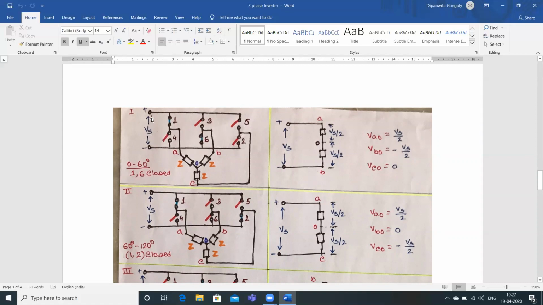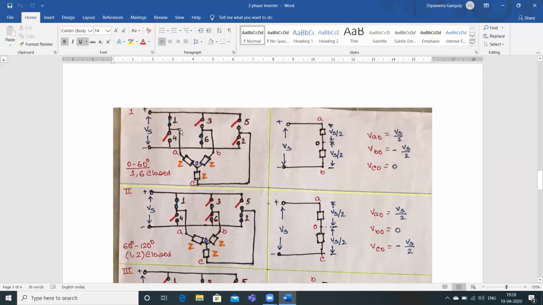This is my source voltage, the DC voltage source. This is the three-phase load. Each of the three phases contains an equal impedance, that is Z. O is the neutral point of the three-phase star connected load. The three phases are A, B and C.